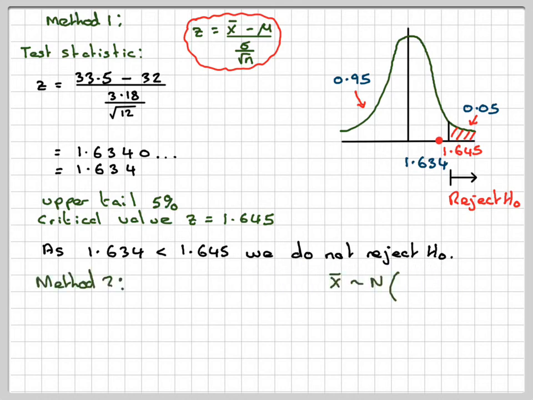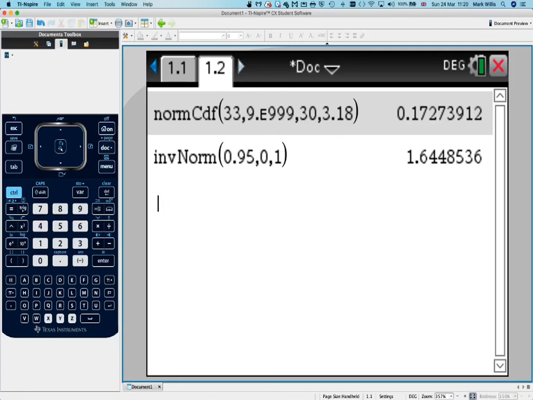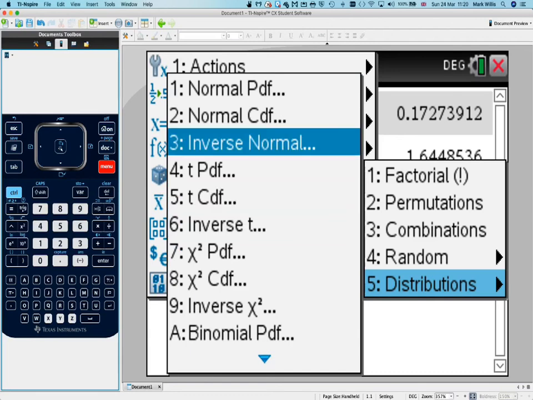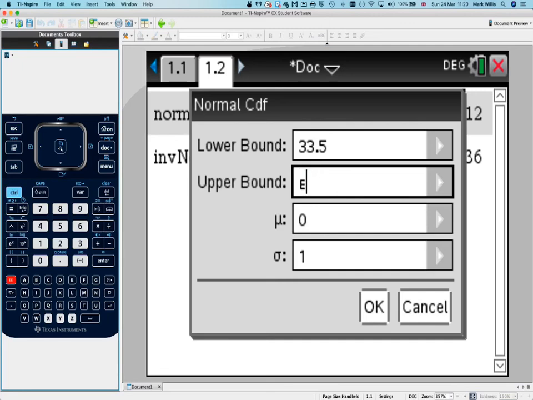Method 2 is using X bar is normally distributed with mean 32 and variance 3.18 squared over 12, and calculating the probability that X bar is greater than 33.5 using the GDC. So we go back to the GDC, Menu, number 5 Probability, number 5 Distributions, normal CDF, and we want the lower bound to be 33.5, and the upper bound to be infinity, so a large number. Or you can put 1,000 in.